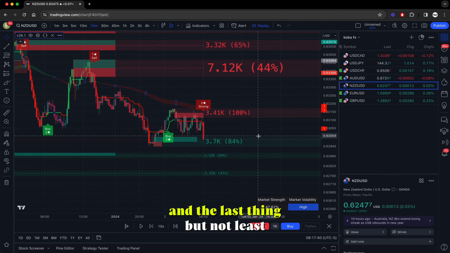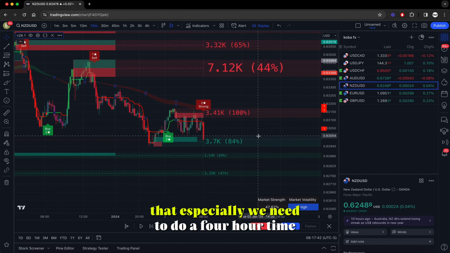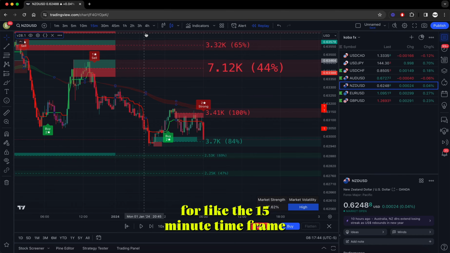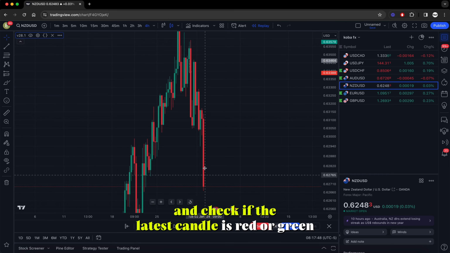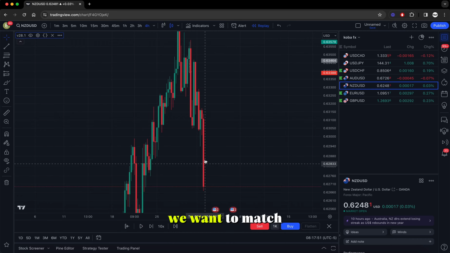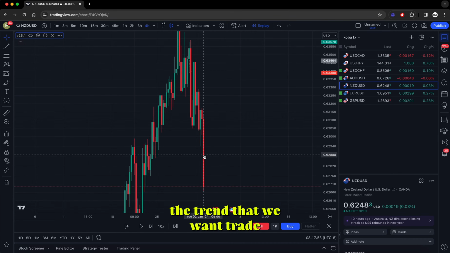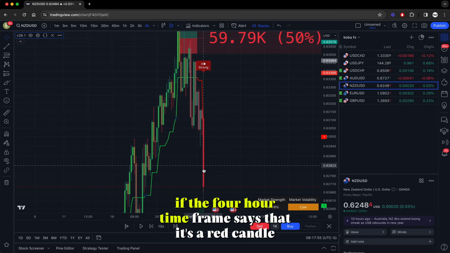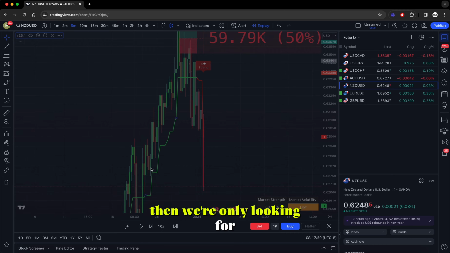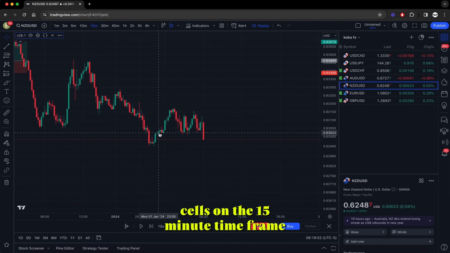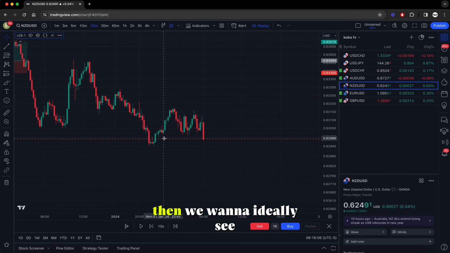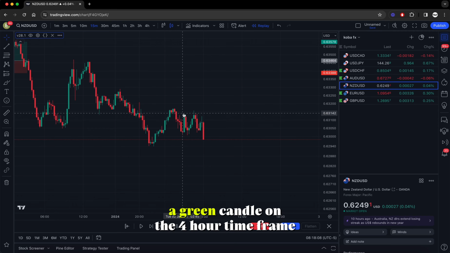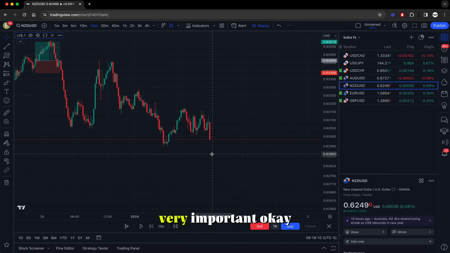And the last thing, but not least, that especially we need to do if we're on a lower time frame, like the 15-minute time frame, is simply just go to the 4-hour time frame here and check if the latest candle is red or green. We want to match the trend that we want to trade. So for example, if the 4-hour time frame says that it's a red candle, then we're only looking for sells on the 15-minute time frame. Or if the 15-minute time frame is buy signal, then we want to ideally see a green candle on the 4-hour time frame. This is very important.